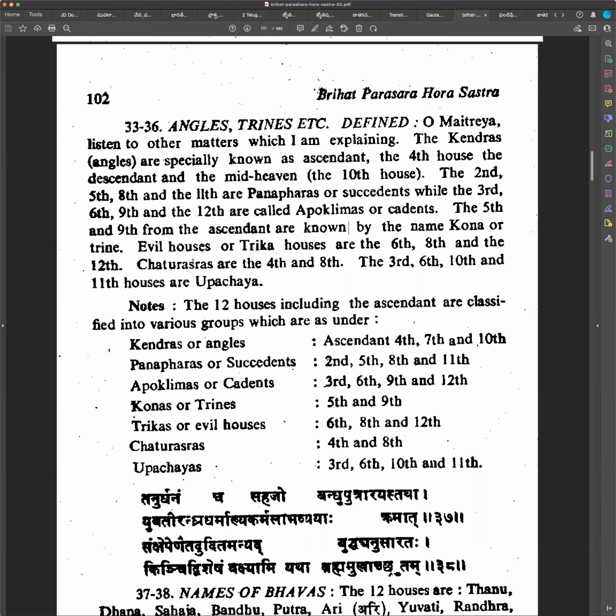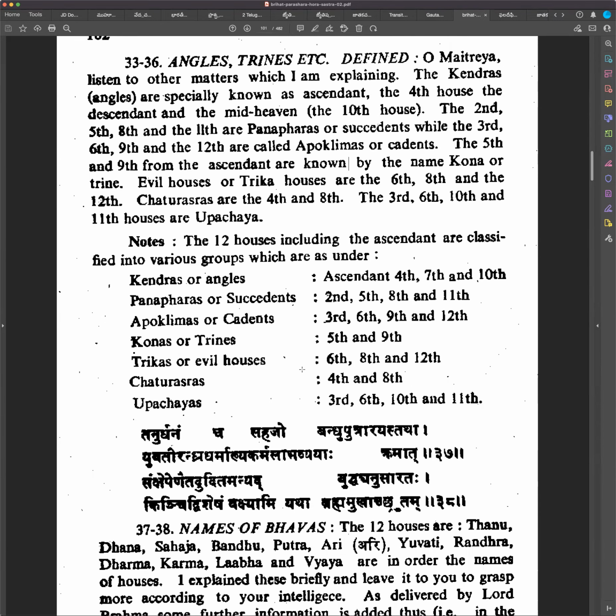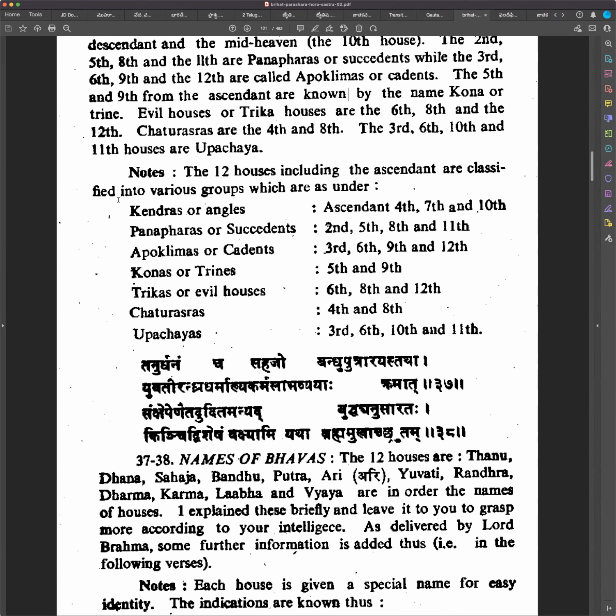And evil houses. Evil houses are the Trika houses, which are very bad houses as far as the chart is concerned. They are the 6th house, 8th house, and 12th house. Next, Chaturasras. Chaturasra is the 4th and 8th house. The 3rd, 6th, 10th, and 11th are called Upachayas. So this is the classification of all 12 houses.